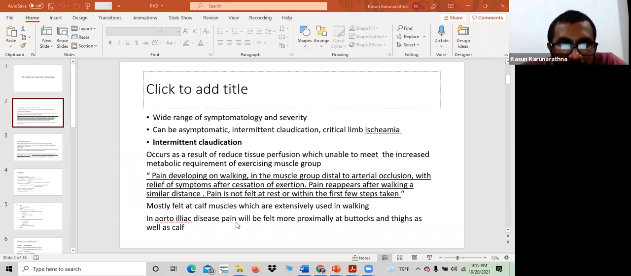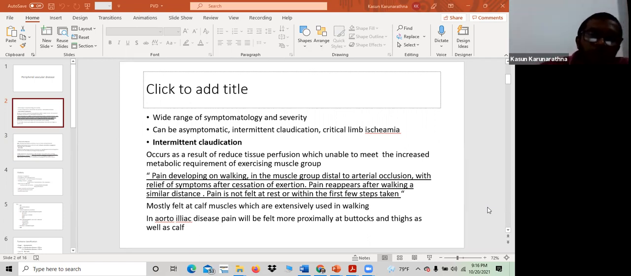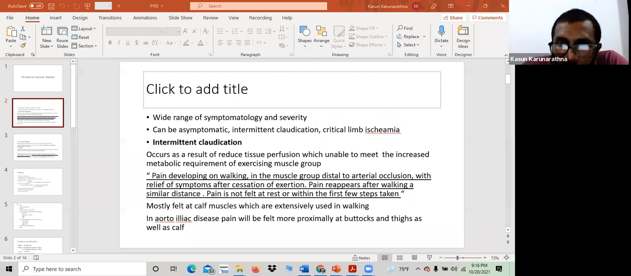In aortoiliac disease, usually if the occlusion is at the superficial femoral artery level, then you will get the pain in the calf muscles, right? If the occlusion involves the aortoiliac region, that means from the common iliac, external iliac up to the femoral, then the pain will be felt more proximally in the buttocks and thighs as well as the calf, right? When the occlusion is more proximal, more groups of musculature will become ischemic, because when you walk, the entire group of muscles of the lower limb will work, right? So the demand will be rising in each and every muscle group, right?